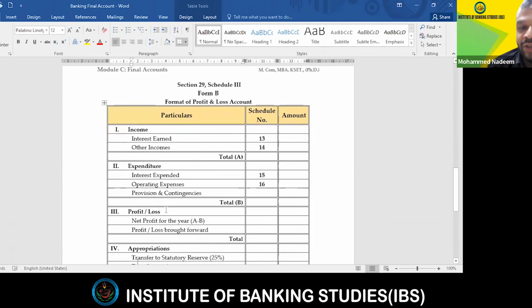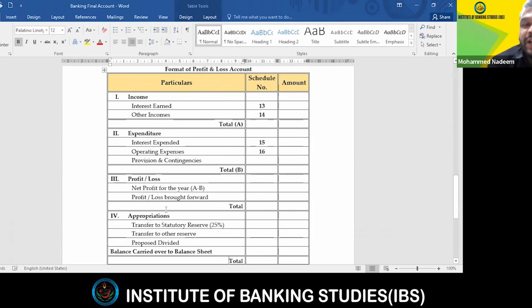You can take a screenshot of this and keep it with you. Here, schedules 13, 14, 15, 16 we will use. Interest earned is nothing but the items on which you are going to earn interest. For example, interest on loans, interest on OD, interest on cash credit, discount on bills. Those are incomes, the major income. That will come under the category of schedule number 13.